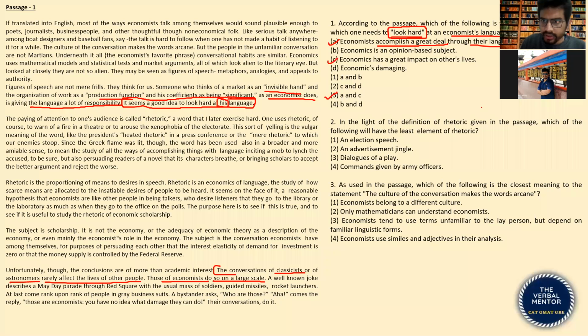In light of the definition of rhetoric given in the passage, which of the following will have the least element of rhetoric? Okay, the least element of rhetoric. Let's see. Excellent, guys. 4 is, in fact, the correct answer.